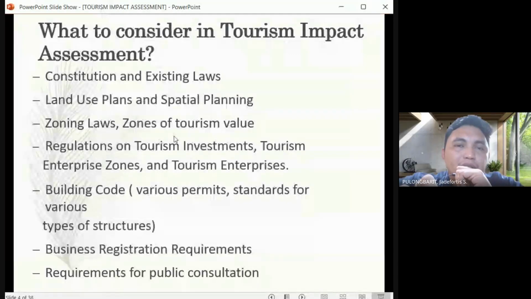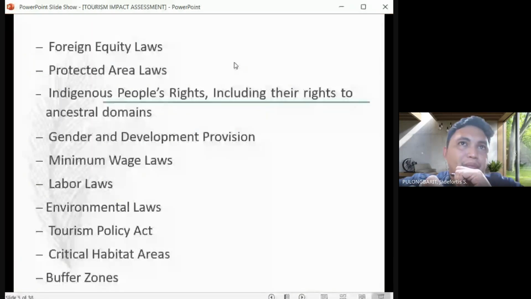Another one, these are the additional: foreign equity laws, protected area laws, indigenous people's rights including the rights to ancestral domains. Yung ancestral domains po, yung mga rights nila, yung mga old ancestor po, yung dominion, kailangan po may ano po dun, kasama po yun sa indigenous people's rights. Gender and development provisions, minimum wage laws, no? Yung minimum wage law kung ilan yung per day na kinikita po ng mga workers.